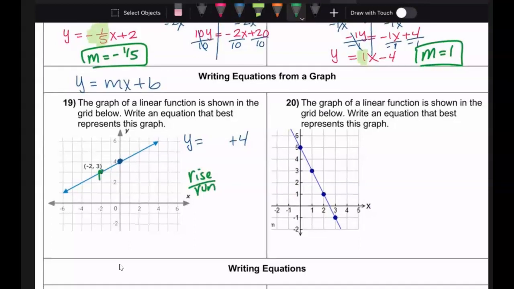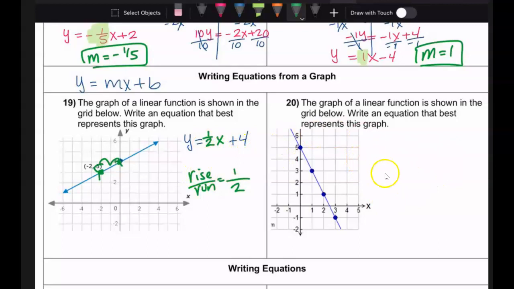So you pick 2 points and find how much you go up 1, and over 1, 2. Sorry, you're going to hear my dogs in the background. This is a positive slope, so you are increasing. So you have a slope of 1/2 x. And that's it. That's your equation.